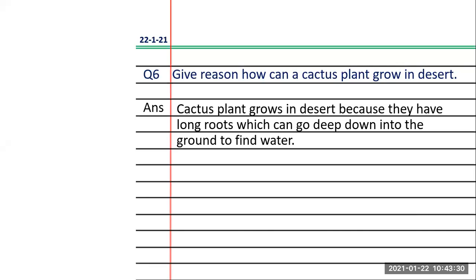Question number 6 is, give reason how can a cactus plant grow in desert, and here comes the answer. Cactus plant grows in desert because they have long roots which can go deep down into the ground to find water.